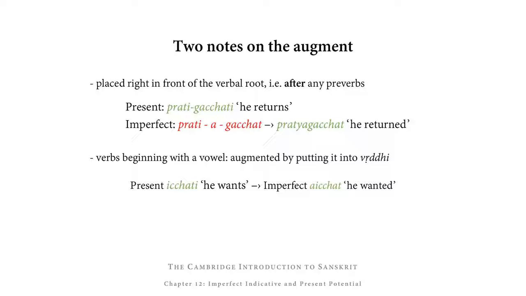Secondly, verbs beginning with a vowel are augmented by putting that initial vowel into vritti. So, for example, of the present tense ichati, he wants, we get an imperfect aichat, where I, the initial I in aichat, is the vritti of I. We've got zero grade I, guna e, vritti I, and so it's this vritti of the initial vowel that we find in the imperfect or in any verb form that is augmented.